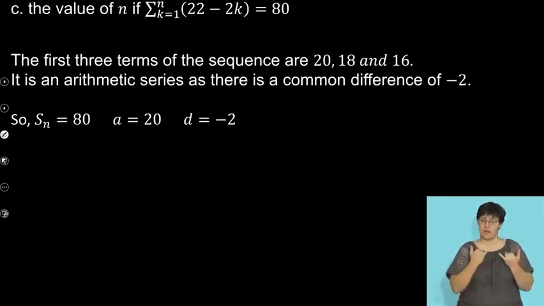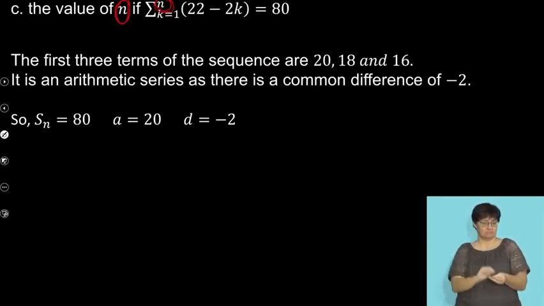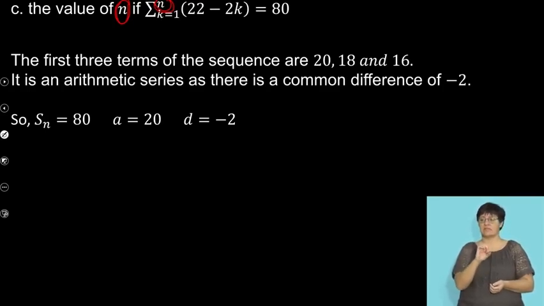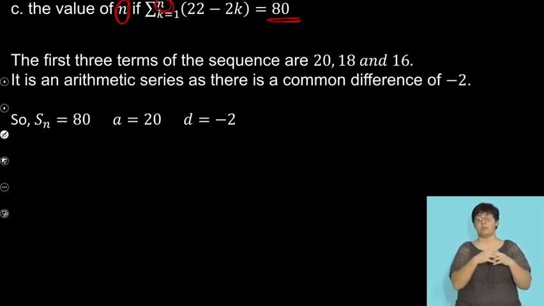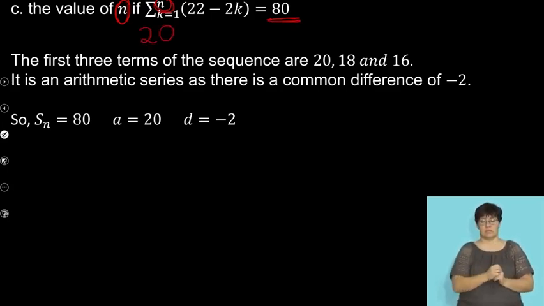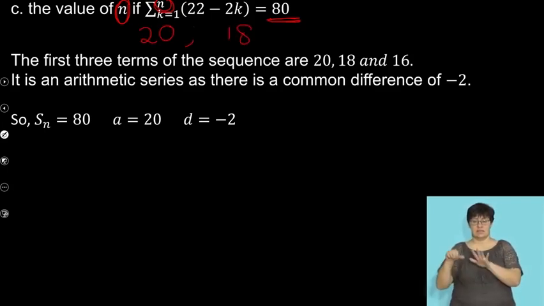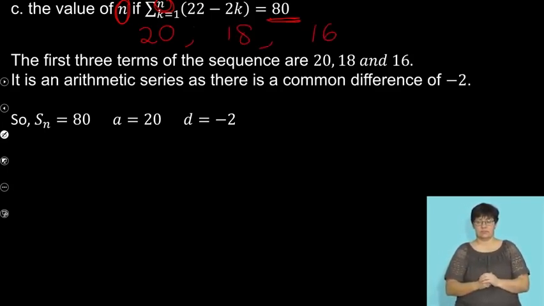So we now need to determine the value of n. So this means this question is asking me how many terms are involved in the sum. So we're determining n if the sigma of 22 minus 2k is equal to 80. Okay, so the first 3 terms of the sequence which we've established are 20, then 18, then 16. It's an arithmetic series, everybody, because there is a common difference of -2.